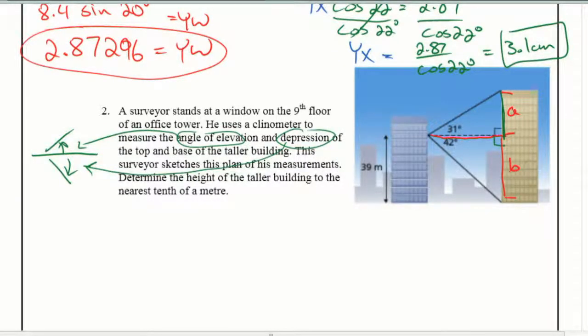Now, if I look at the diagram, it says that the man using the inclinometer is 39 meters above the ground. So I know what B is already, it's 39 meters. I have an angle for this triangle. I'm going to find the shared side, maybe call it X. And then from X, I can find A using the top triangle. So if I use this, it's my opposite. X is the adjacent. Opposite and adjacent is going to be TOA, or the tangent of my angle 42 degrees is going to be the opposite divided by the adjacent.